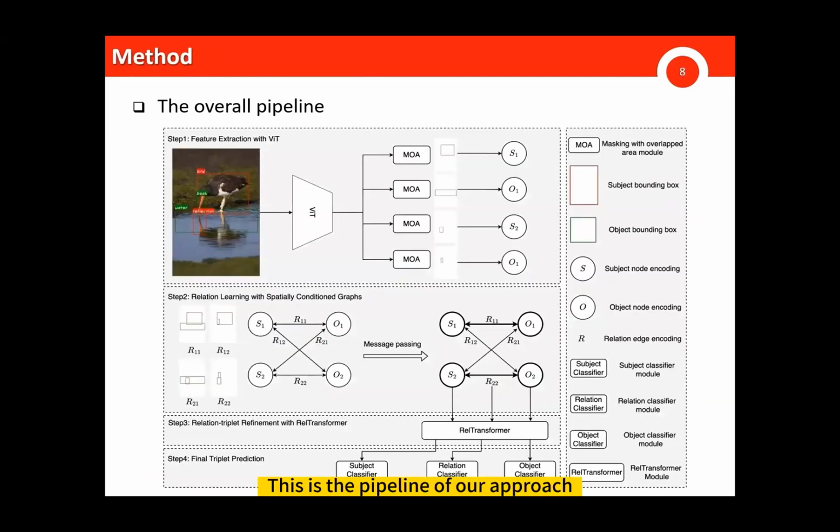This is the pipeline of our approach. First, we input the images into a vision transformer network and use the MLA module to obtain features for the subjects and objects. Then we construct a graph neural network that learns the representation of pairwise relationships given the subject-object pairs. Next, we incorporate the transformer module to refine the relationship features. Finally, the refined triplet features are separately input into the corresponding classifiers to obtain the predicted categories. We will provide detailed explanations for each step afterwards.